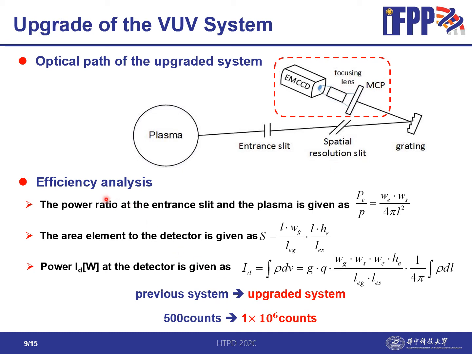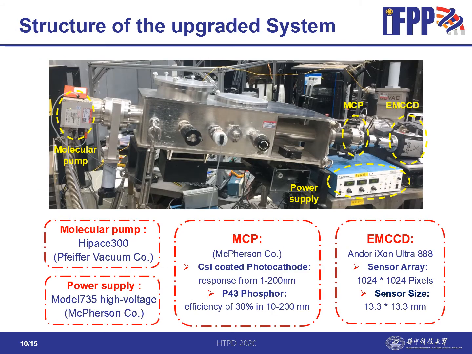The efficiency of the system is estimated according to the power ratio at the entrance slit and plasma shown in the first formula, and the area element to the detector in the second formula. And finally, the output power at the detector is given from the last formula, and it turns out that the efficiency of the upgraded system is almost 2,000 times that of the previous system.